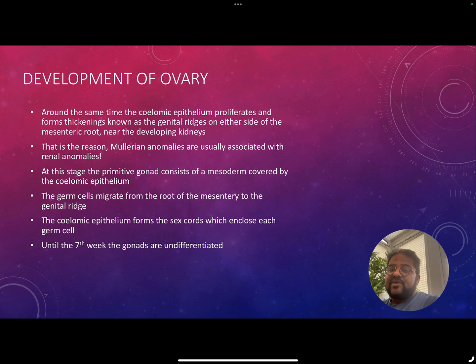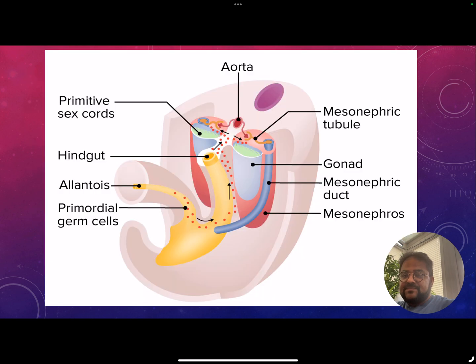At this stage, the primitive gonad consists of mesoderm covered by coelomic epithelium, and these germ cells migrate from the root of the mesentery to the genital ridge. And the coelomic epithelium forms sex cords, which enclose each germ cell. Until the 7th week, the gonads are undifferentiated, and then based on the hormonal influence, the next differentiation will start.